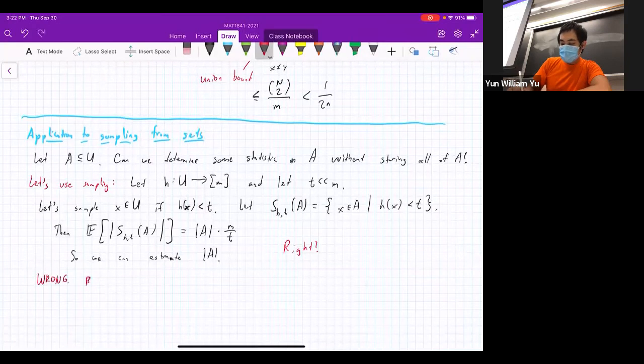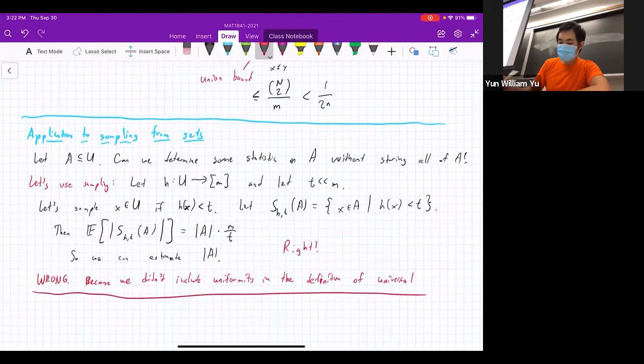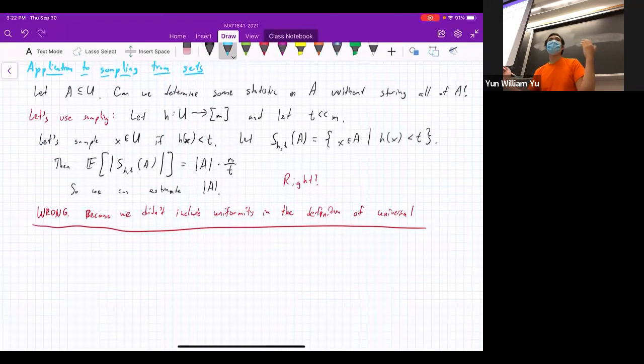Wrong, because we didn't include uniformity in the definition of universal. Which brings us to another idea: clearly our first definition of hash functions was a little bit too weak, in the sense that it covers too large a class of functions. We might want things that are stronger, or more similar to an actual random hash function than just lack of collisions. And so that brings us to the definition of something called strong universality.